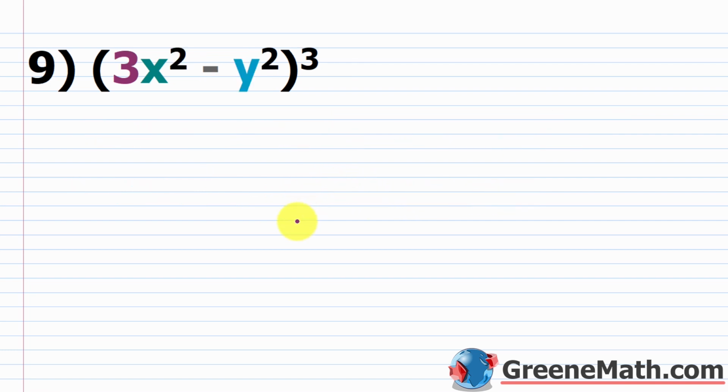Okay, let's look at problem number 9. So we have the quantity 3x squared minus y squared, and this is cubed.